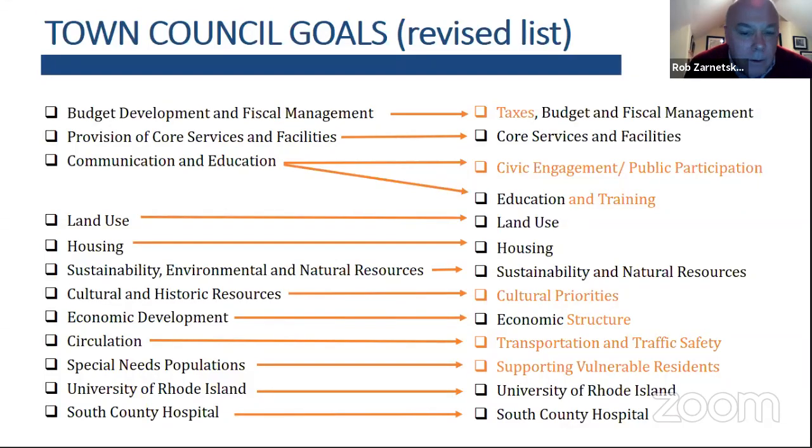University of Rhode Island is still a priority, I imagine. I don't know what else you'd call it, and the same is true for South County Hospital. So the first sort of exercise is to decide whether this is the list that the council wants, or are there things that are missing from this list or that are on this list that should come off the list? Are the priority areas correct?